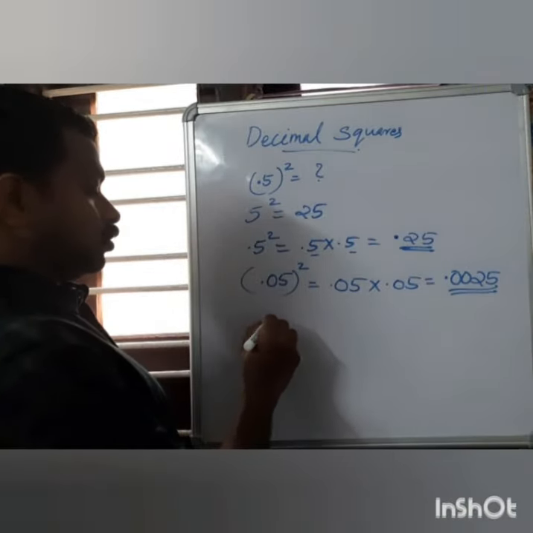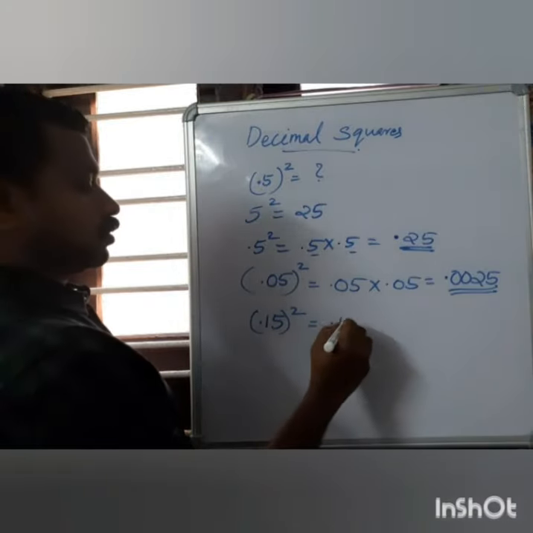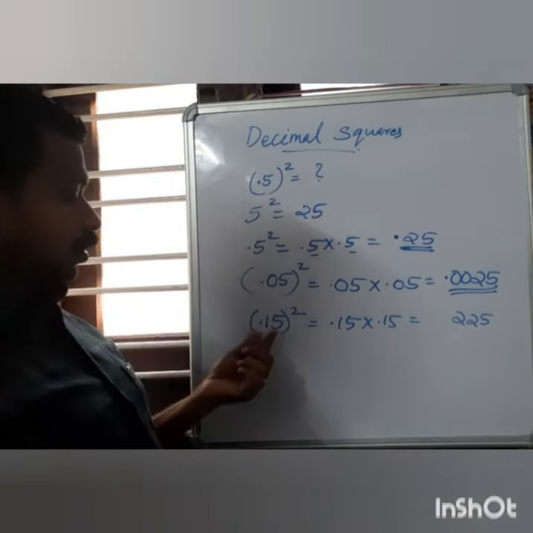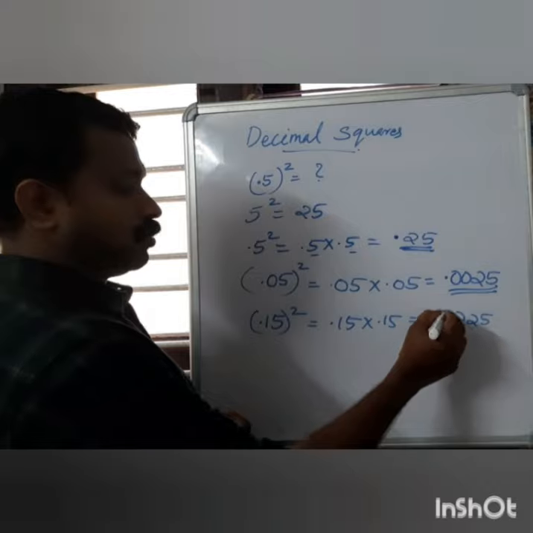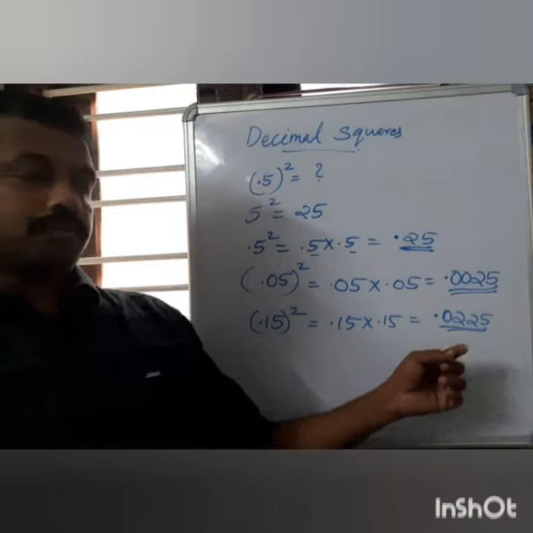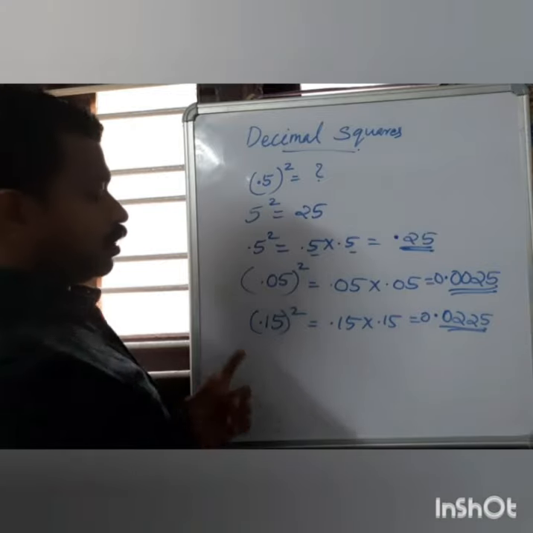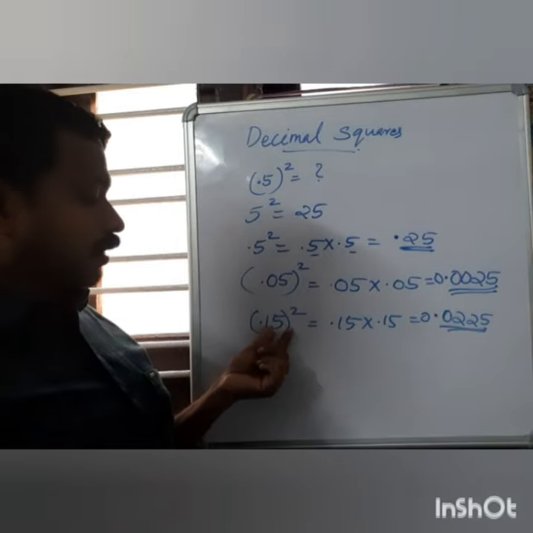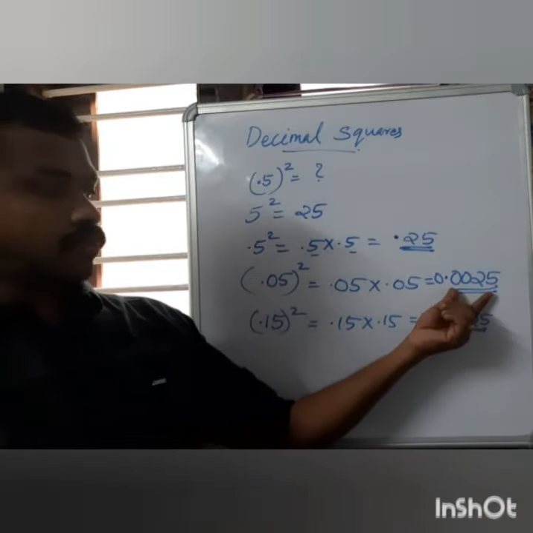Then what about 0.15 square? 15 square is 225. Here 2 decimals, so double of that should be 4. So 0.0225. The answer for 0.15 square is 0.0225. So take how many decimals are there, and take the double of that. Here 2 decimals, in the answer there should be 4 decimals. Here also 2, you get 4 decimals.